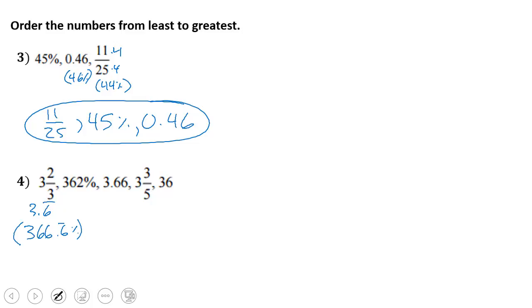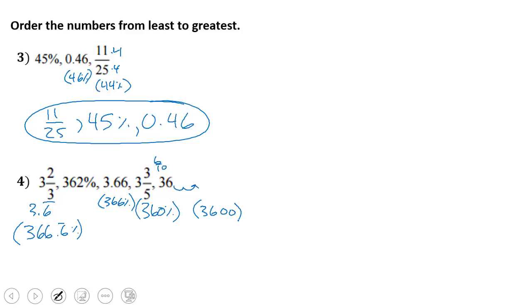366.6% repeating. 362% is good. 3.66 is going to be 366%. 3 3/5, well, I happen to know that 3/5 is the same as 6/10. And I know that 6/10 is 60%. So I know that I have 3.6, which gives me 360%. And then, of course, 36 multiplying by 100 moves the decimal twice. That is 3,600%. Wow, that's big.